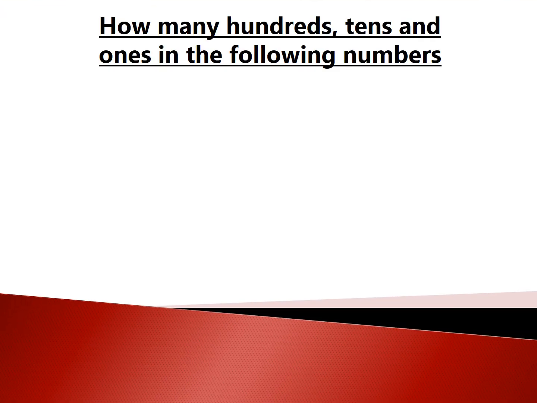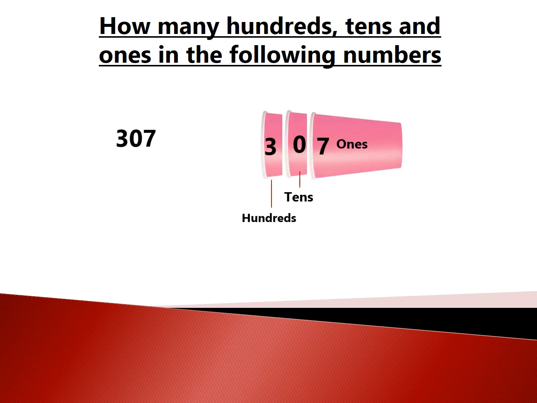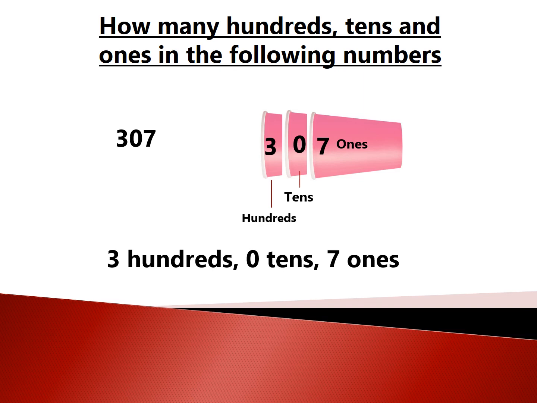For number 307, twist the paper cups until they look like this. So 307 consists of 3 hundreds, 0 tens, and 7 ones. Well done!